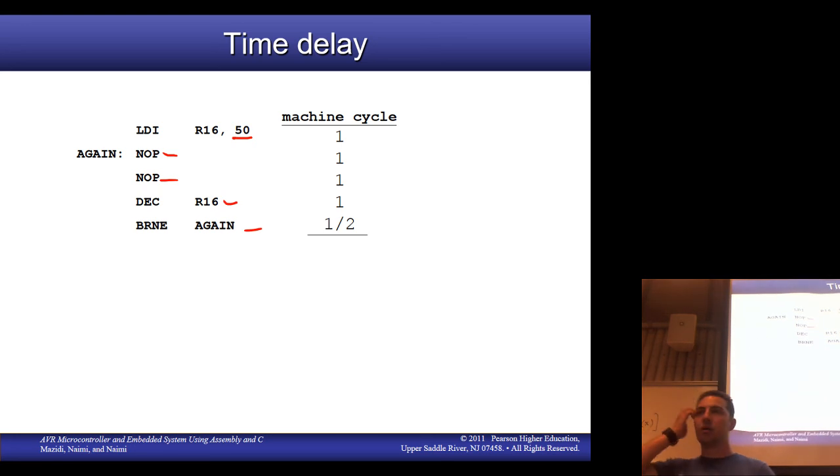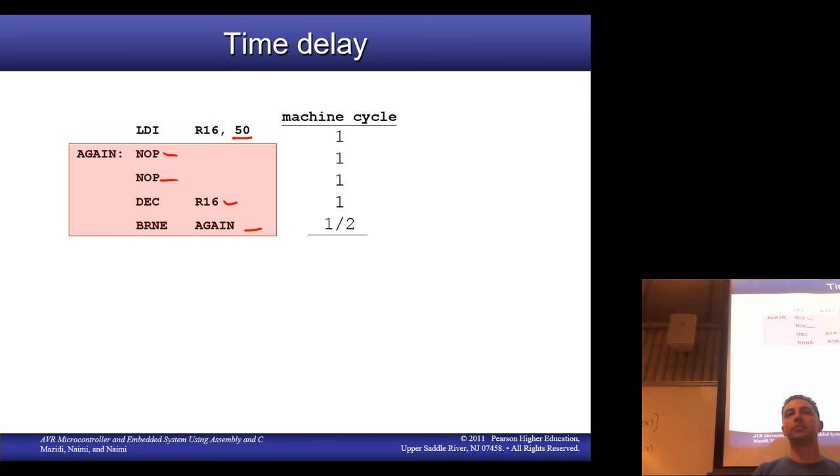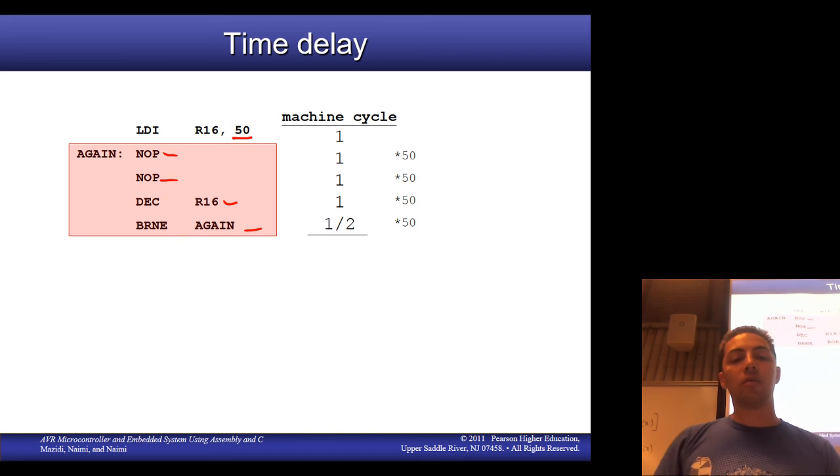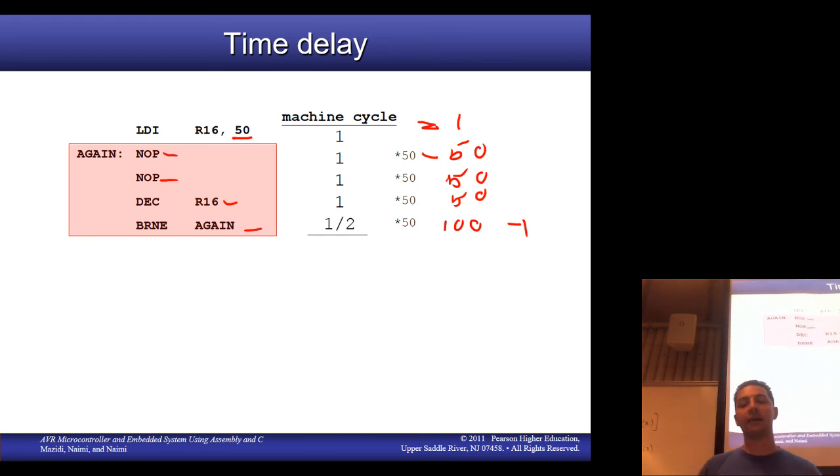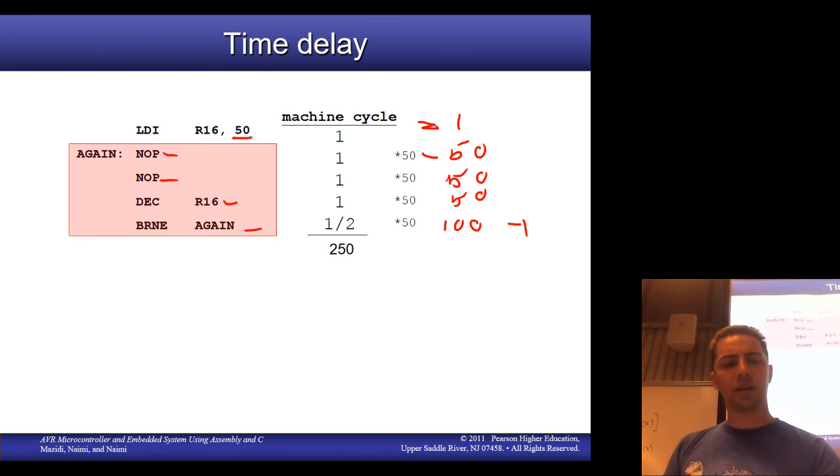So the instructions that are in the loop are anything between the label and the branch. How many times is this loop going to run? 50. So 1 times 50 is 50. That's 50. That's 50. Here I take 2 times 50, 100, minus 1. And it's very important to not forget the instructions that aren't in the loop because it's part of the delay. So overall I have 250. Pretty straightforward. Well, of course, it's never going to be that simple. Not in Dr. Biles' course, no.